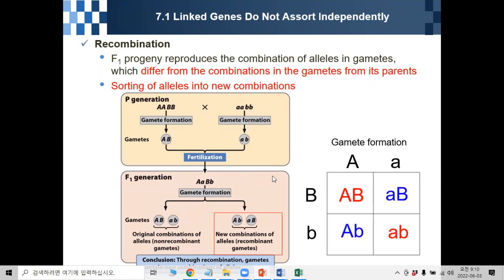However, small a, large B, or large A, small b, is a new combination. Previously we didn't have large A, small b, and we also didn't have small a, large B. So we call this the new combination of alleles, and this is a recombinant gamete.